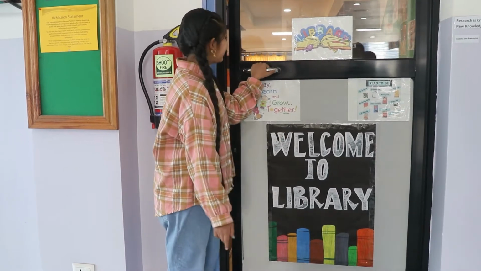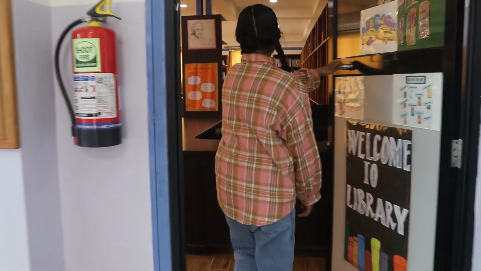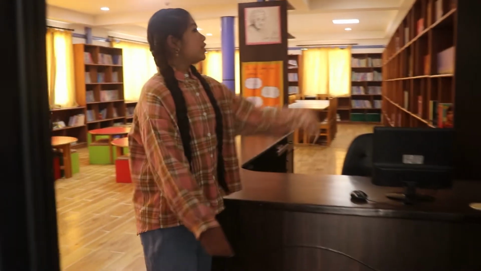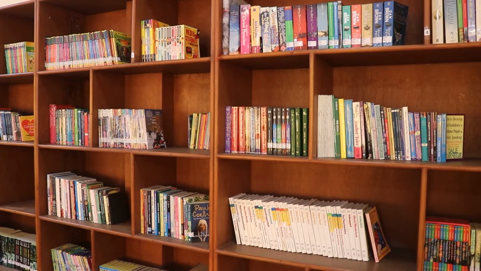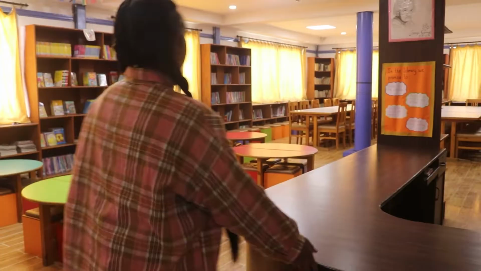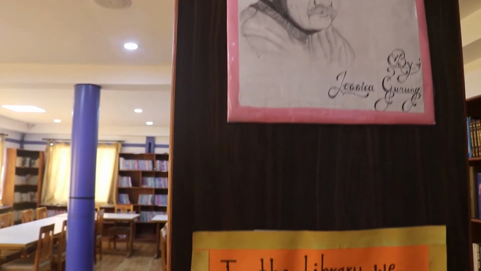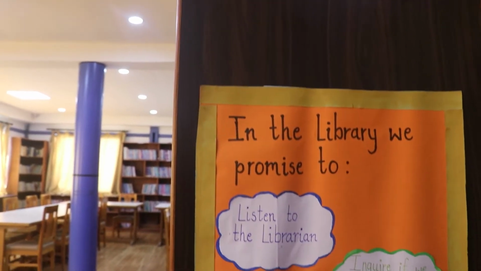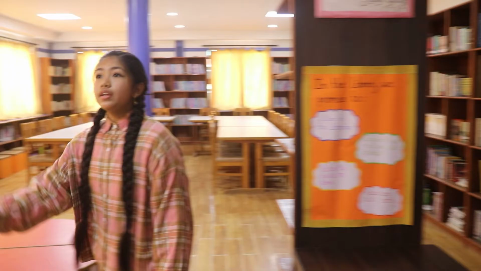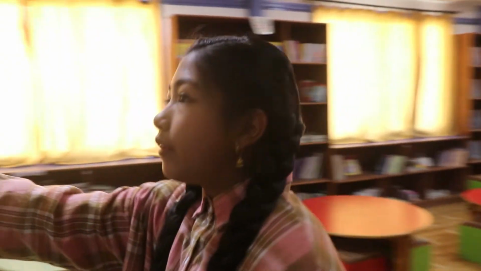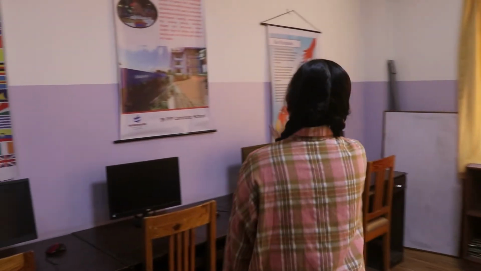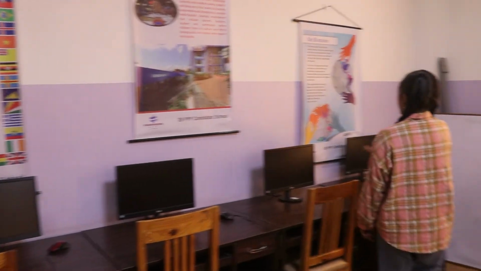Now we can move on to the library. Let's see the inside. First we can see a lot of books and the posters of the books. We can see the photo of Albert Einstein, and in the library what we promised to do, such as the rules. We need to stay silent in the library. Then we can see the learner profiles we strive to be, and the school mission statement and our IB missions.